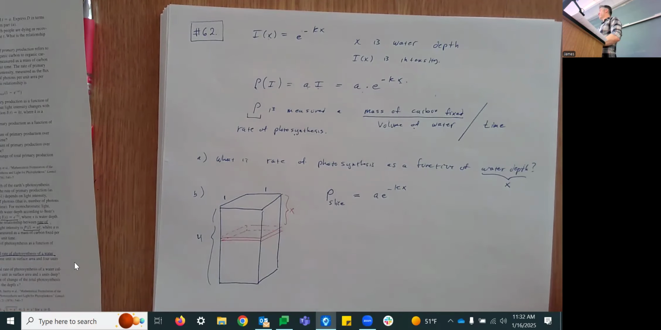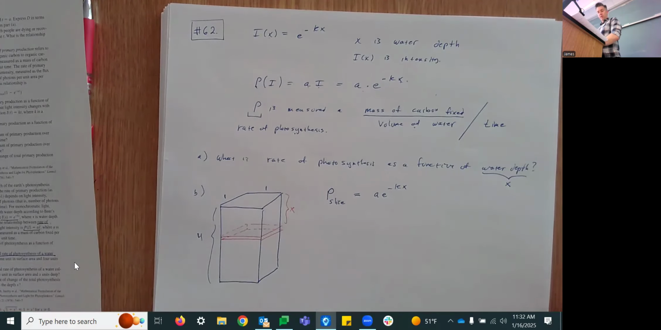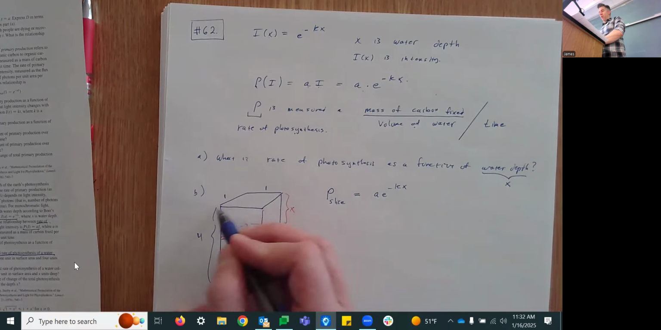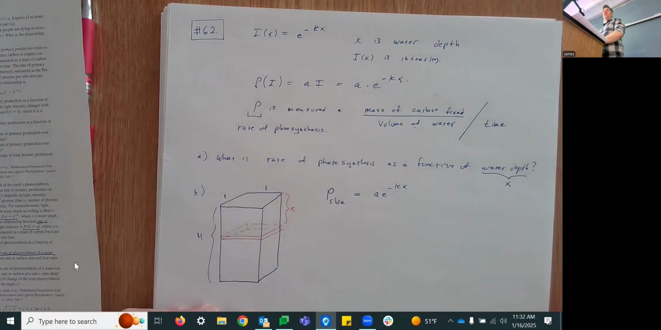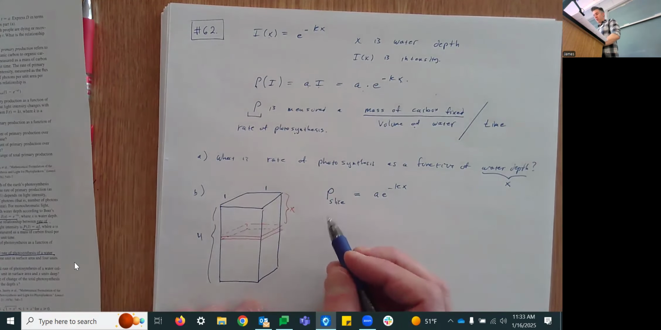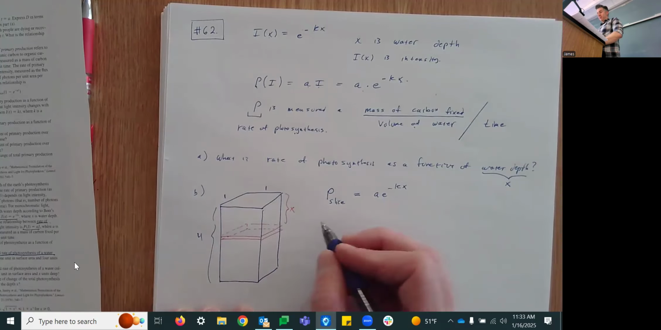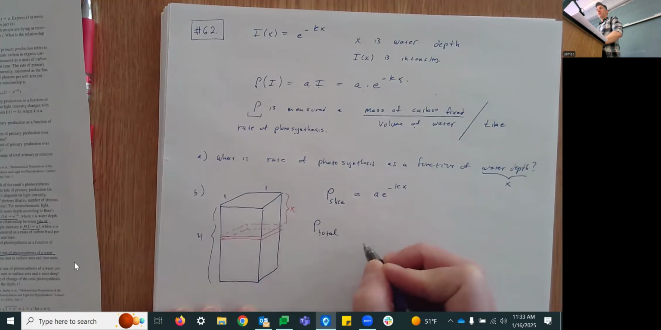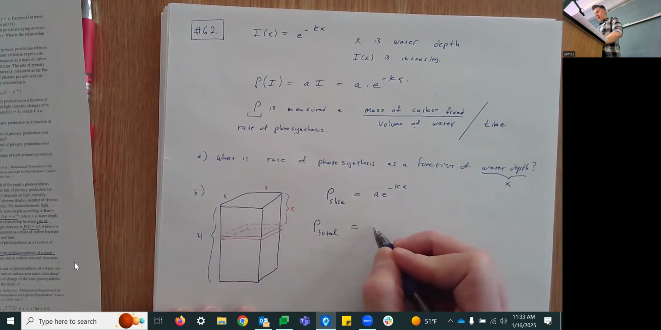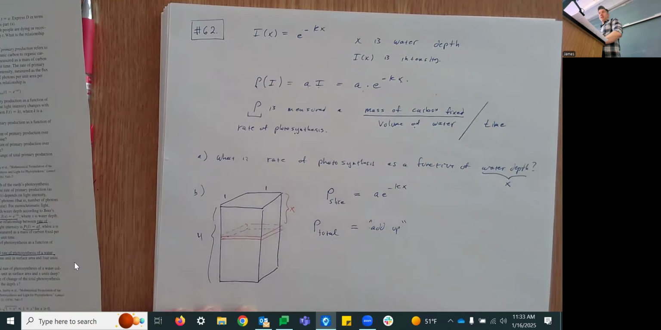The 4 and the 1. Well, so they told us the column of water had a surface area of 1 unit, or 1 square. It's a 1 by 1 square, and then it's 4 units deep. What I think this is going to amount to is that if I want to find the total photosynthesis, we're going to add up all of the slices.